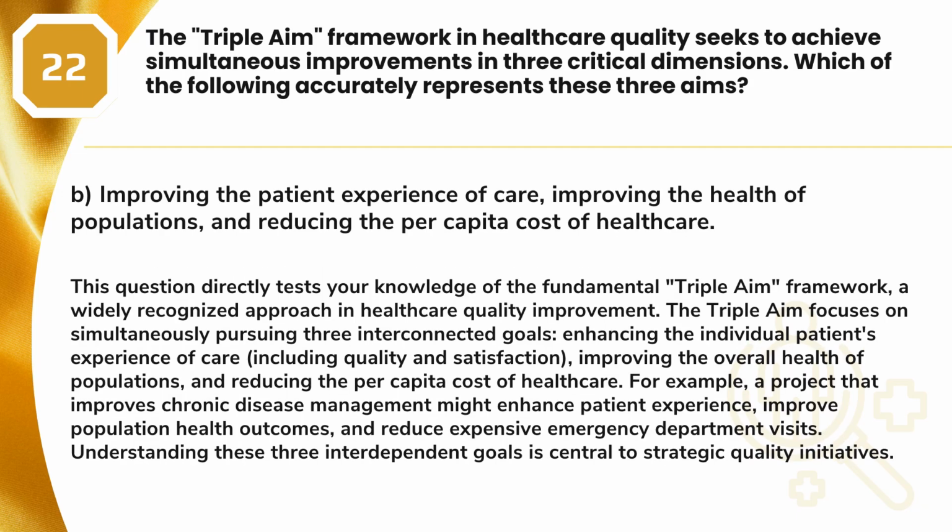Answer: B. Improving the patient experience of care, improving the health of populations, and reducing the per capita cost of healthcare. This question directly tests your knowledge of the fundamental Triple Aim framework, a widely recognized approach in healthcare quality improvement. The Triple Aim focuses on simultaneously pursuing three interconnected goals: enhancing the individual patient's experience of care, including quality and satisfaction, improving the overall health of populations, and reducing the per capita cost of healthcare.